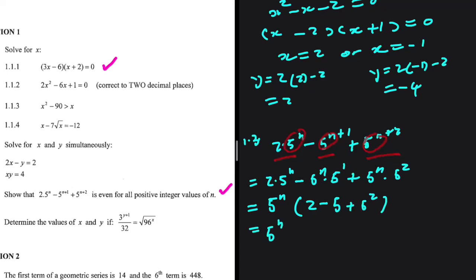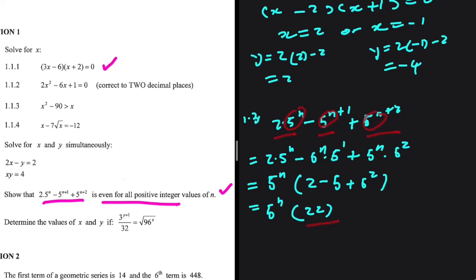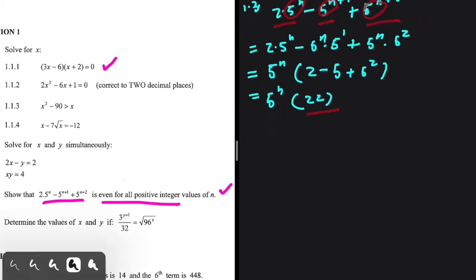So 5 to the power n multiplied by, so 5 to the power 2, that's 25. And then we have 2 minus 5 minus 3 plus 25. That is 22. So we have 5 to the power n, 22. 22 is an even number. And if we multiply it by any integer, the answer is going to be even. So that's why we say that this expression will always be even for all positive integer values of n. Right, that is 1.3. Let's do 1.4.